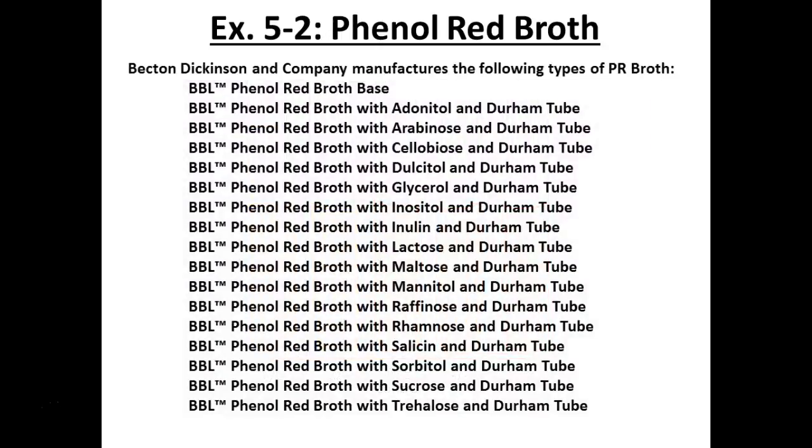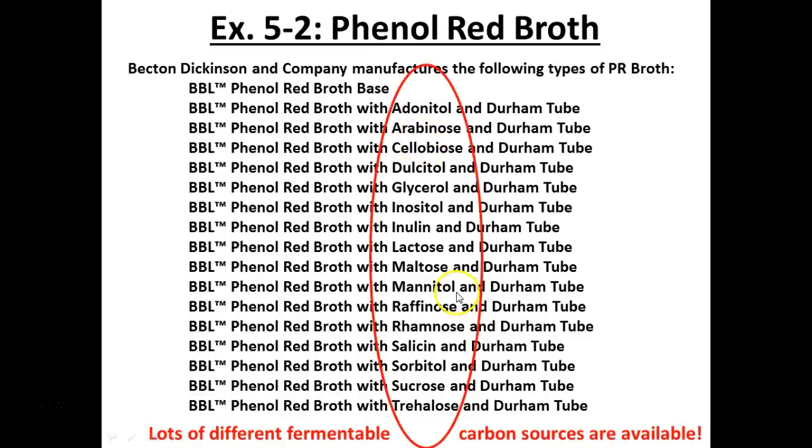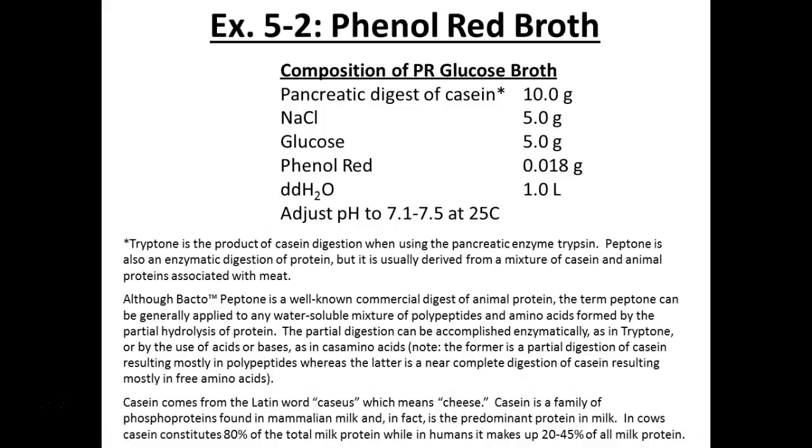So as you can see, there's commercially available, you can buy the base broth, right, with no sugar added, and you can add whatever sugar you want. Or you can buy them with the sugar already in the Durham tube. Lots of different sugar and alcohol choices that you could test for. We looked at glucose. But we are going to look at lactose, right? And some of the other tests, and mannitol in the plate media that we look at. So we are going to learn about some other fermentation.